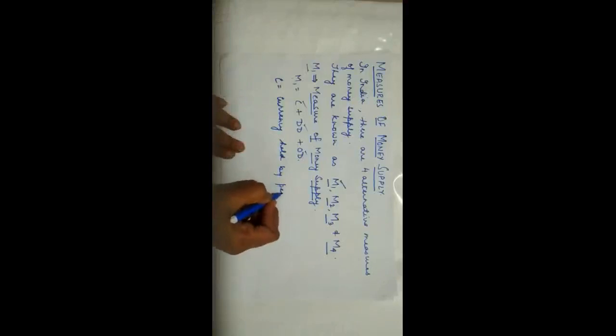Now, what is C? C is equal to currency held by the people of the country. All the currencies held by the people of the country. It includes all coins and notes. Okay, paper notes.